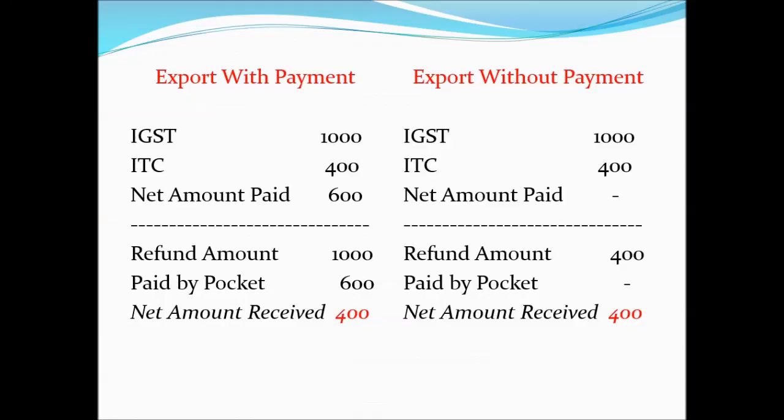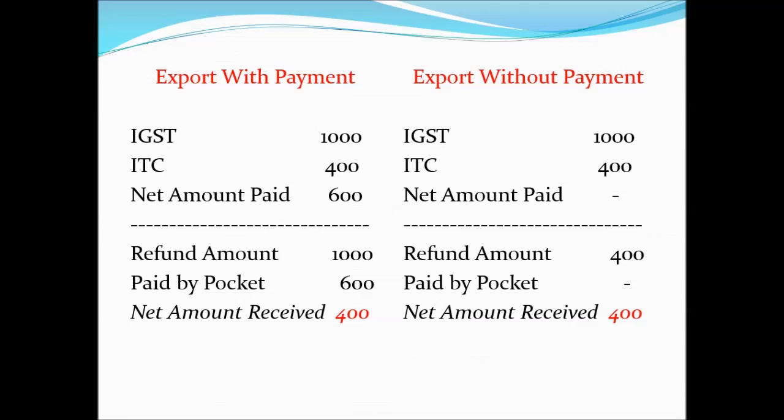As you can see on your screen, the left hand side is for export with payment of taxes and the right hand side example is for export without payment of taxes. In both cases, the IGST amount of export is 1000, the input tax credit amount is 400, and the net amount paid is different. In the first one, export with payment, because IGST is 1000 and input tax credit is 400, the net amount you have to pay from your pocket is 600. The refund amount in this case will be 1000 from the department, and you paid 600 from your pocket. So the net amount you receive from the government is 400.